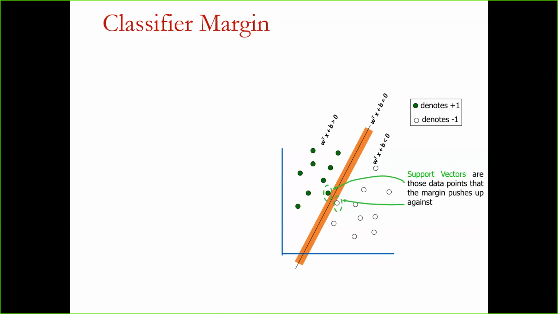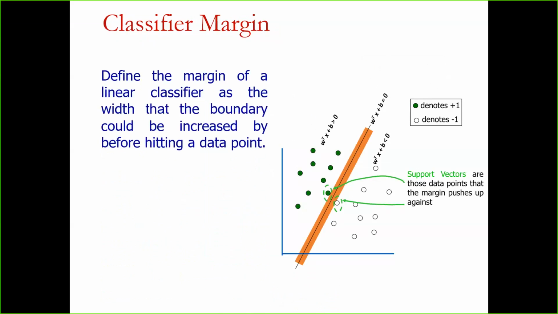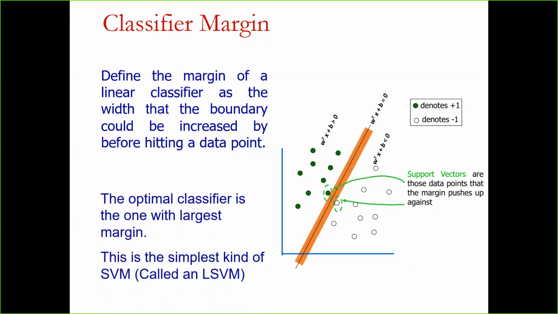So how do we define the margin of the classifier? Margin is the width of the boundary that could be increased before hitting the data points. That is indicated with the yellow color shade in the figure, right? So it is the width of the line that could be increased before hitting the data points of either class. Thus we are calling it a margin. So the optimal classifier is the one with the largest margin, right? This is the simplest kind of SVM that we are learning, the linear SVM.